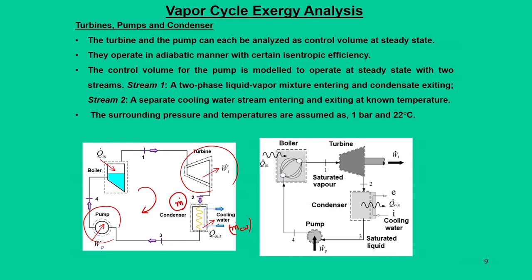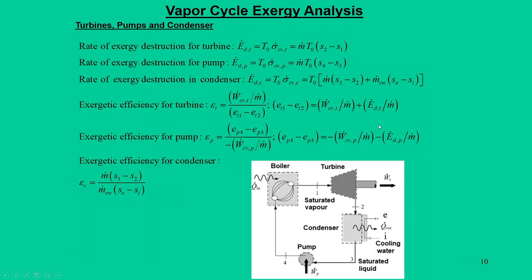So, we can do it in the same way. When you model this, stream 1, a two-phase liquid-vapor mixture, enters and the condensate exits. The other stream, separate cooling water, enters and exits at known temperatures and pressures. And again, while modeling this, we assume it is 25 degree centigrade and 1 bar. In a similar way as we analyzed the boiler, we can find the exergetic efficiency for the condenser. But for turbines and pumps, there are direct expressions which can be utilized for exergy destruction based on the thermodynamic data at the state points.